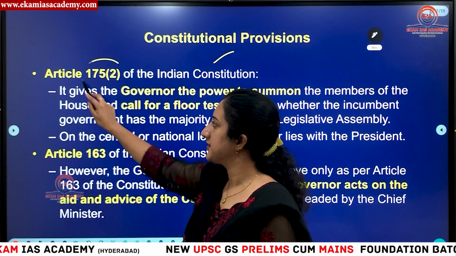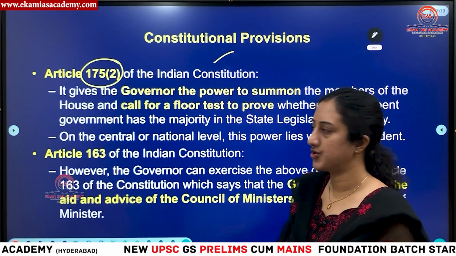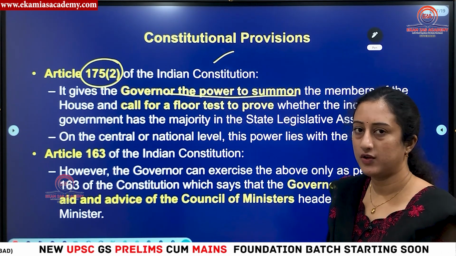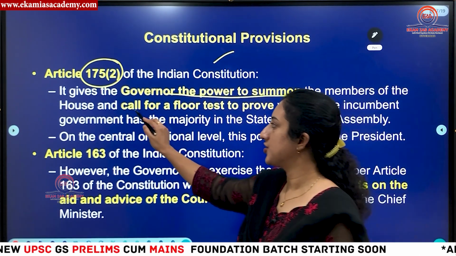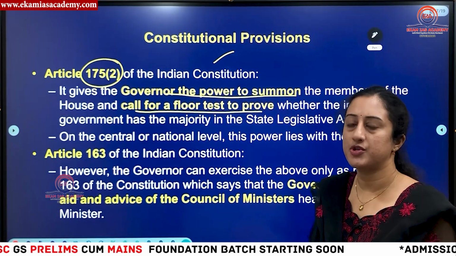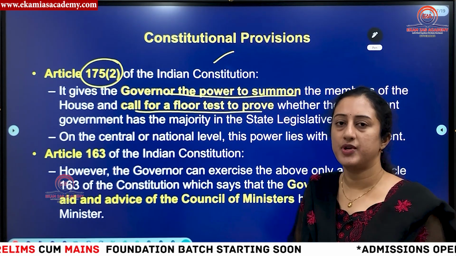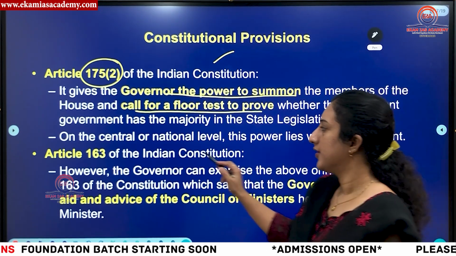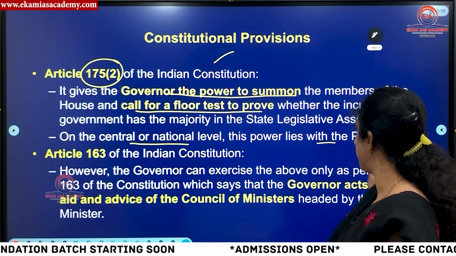Under Article 175 clause 2 of the Indian Constitution, the governor has the power to summon the houses. Summon means they can call for a special session, and in that session they can call for a floor test to prove the majority. Unless they have a majority, no government can sustain. So that is what you have to keep in mind. This is at the central level with the President of India.